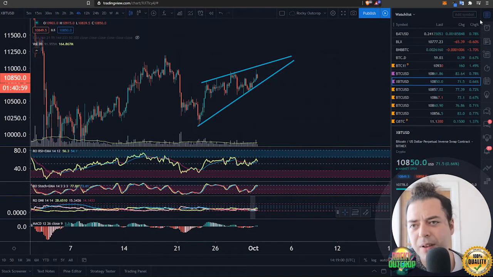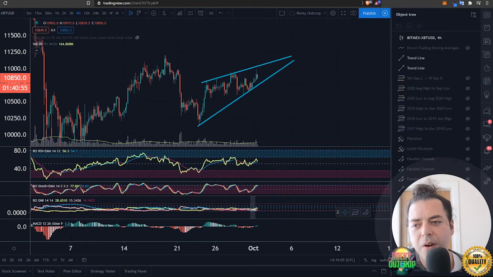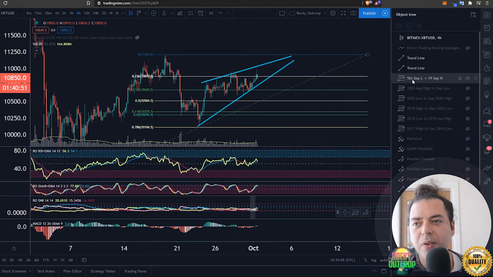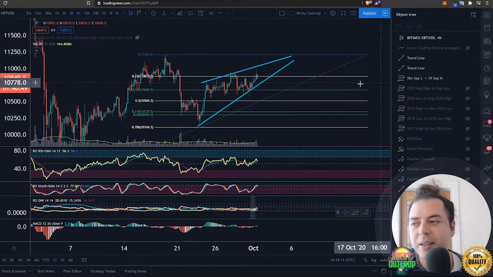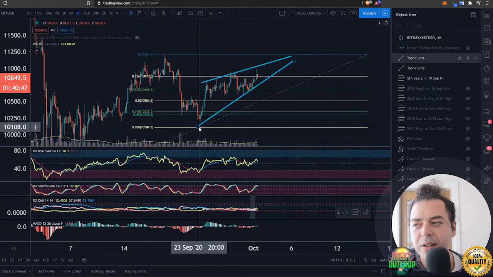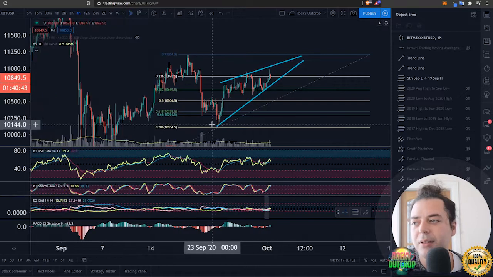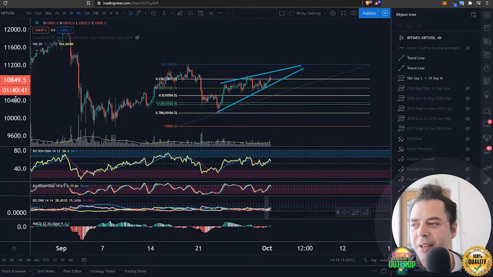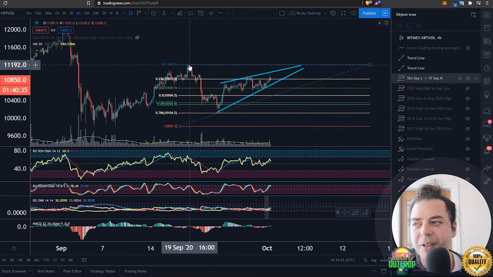How about we add a little bit of context to this price action by sticking a Fibonacci on here from our object tree? Looking at this, how about we choose this one on the 5th of September low to the 19th of September high? So down here at the start of where our wedge is the 786. I almost said that wrong. What we're looking at here is that it starts over here on our lows on the 5th of September and goes up to the high up here on the 19th of September.